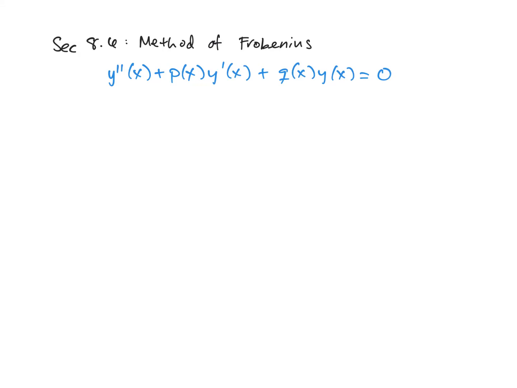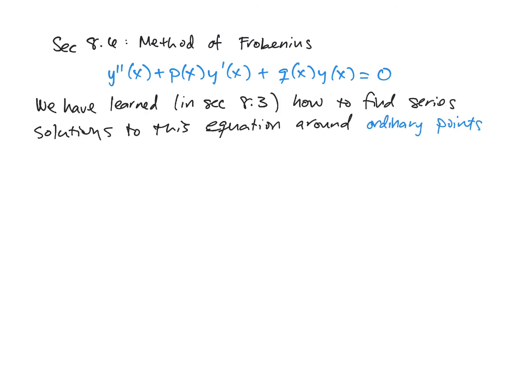Hi, class. We're doing one more section in Chapter 8 today, which is on a thing called the method of Frobenius. So, what we've seen earlier is how to find series solutions to an equation like this one around what we call ordinary points.